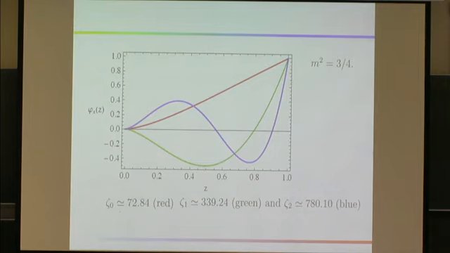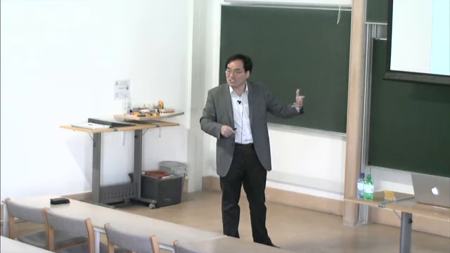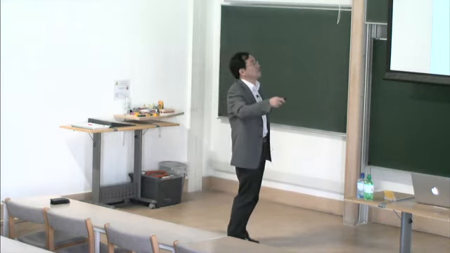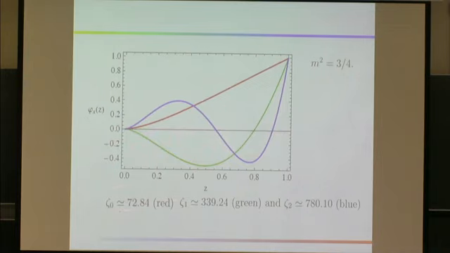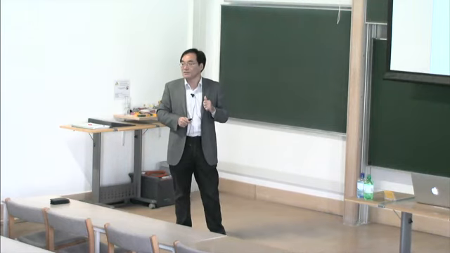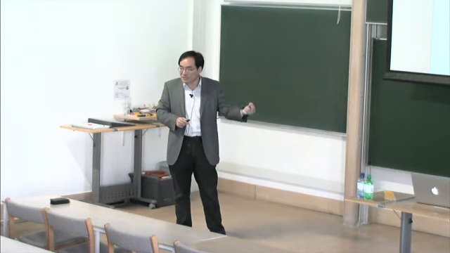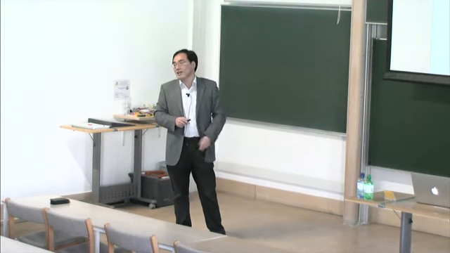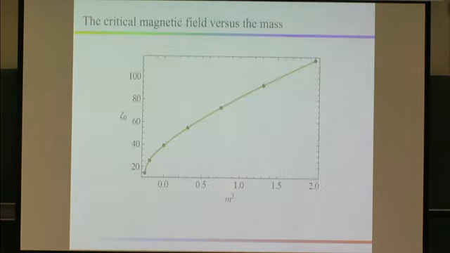In this case, we think such kinds of solutions are unstable because they need more energy. This is the fundamental one. So this solution gives you the critical magnetic field. Once the magnetic field goes beyond this value, the condensation happens. And here we choose the critical magnetic field for the m square case.